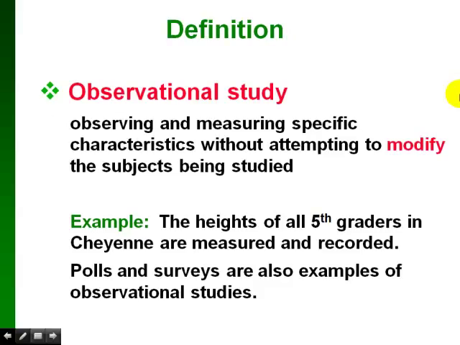First of all, some different types of studies and experiments. First, an observational study is done by just observing and measuring specific characteristics without any attempt to modify the subjects being studied. An example would be if the heights of all fifth graders in Cheyenne are measured and recorded. Polls and surveys are also examples of observational studies.